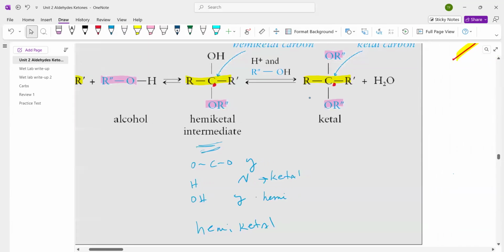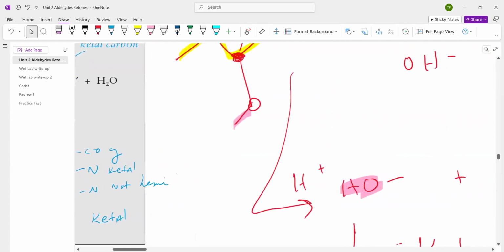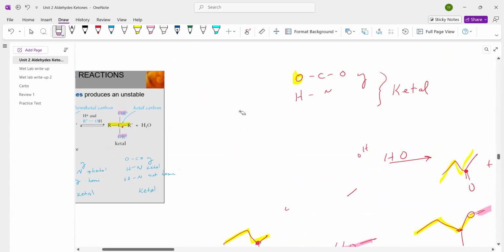When we do the analysis of this guy over here, we have OCO as a yes. Is H present? No. It means it's a ketal. Is OH present? No. That means it's not a hemi. So it's a plain old ketal. Okay, so let's do an example here.